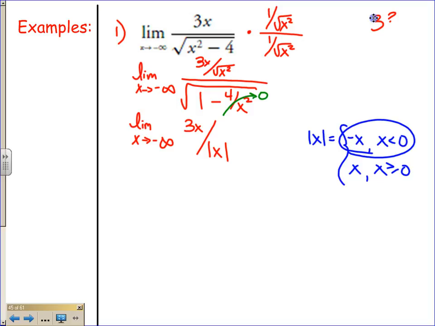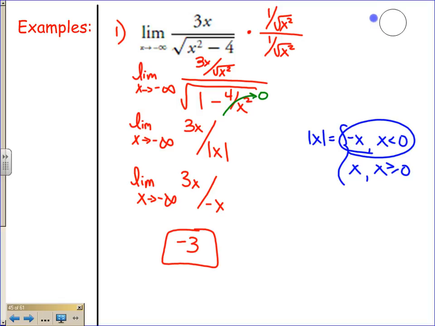So then what can I replace the absolute value of x with if I'm approaching negative infinity? Negative x. Why did I say check your signs? For tricky problems like this. Those of you who thought it might be 3, good job. Those of you who didn't, still thank you for participating. However, coming back, check your signs.